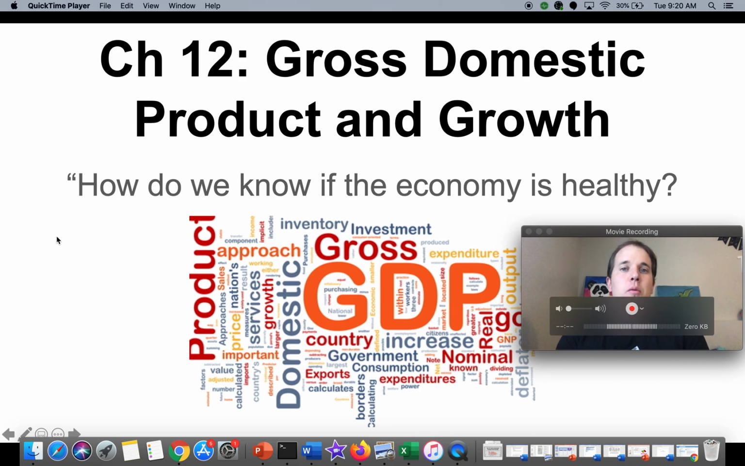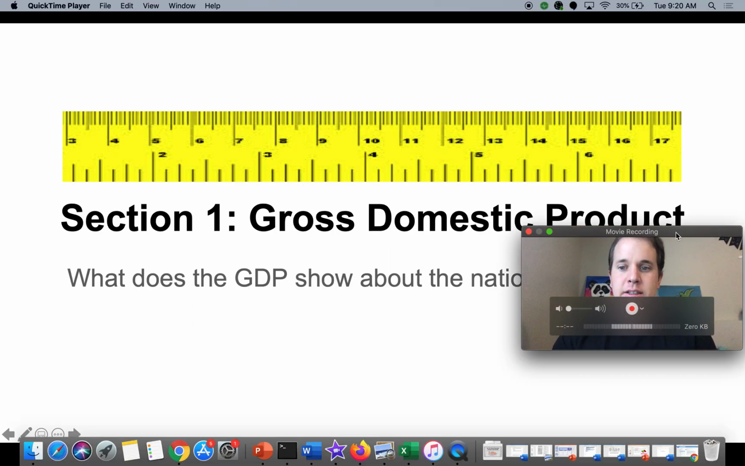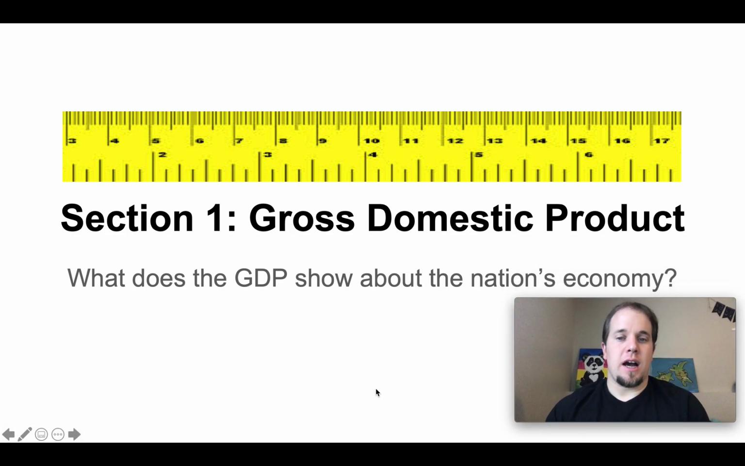In this video, we'll be discussing Chapter 12, GDP and Growth. We'll be talking about Section 1 and how to tell whether the economy is healthy. In Section 1, we'll be focusing on GDP, which is known as Gross Domestic Product. What does the GDP show about the nation's economy?